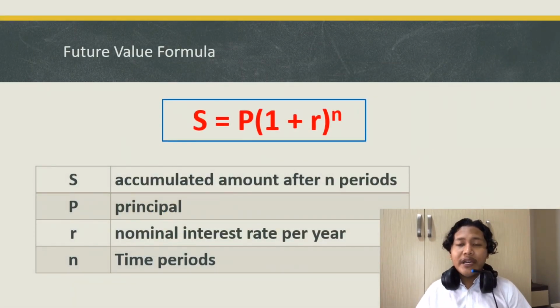The concept and items under the future value, which represent the formula for the future value, is S equal to P times (1 plus r) to the power of n. S represents the accumulated amount after n periods, P represents the principal, r represents the nominal interest rate per year, and n is the time periods.